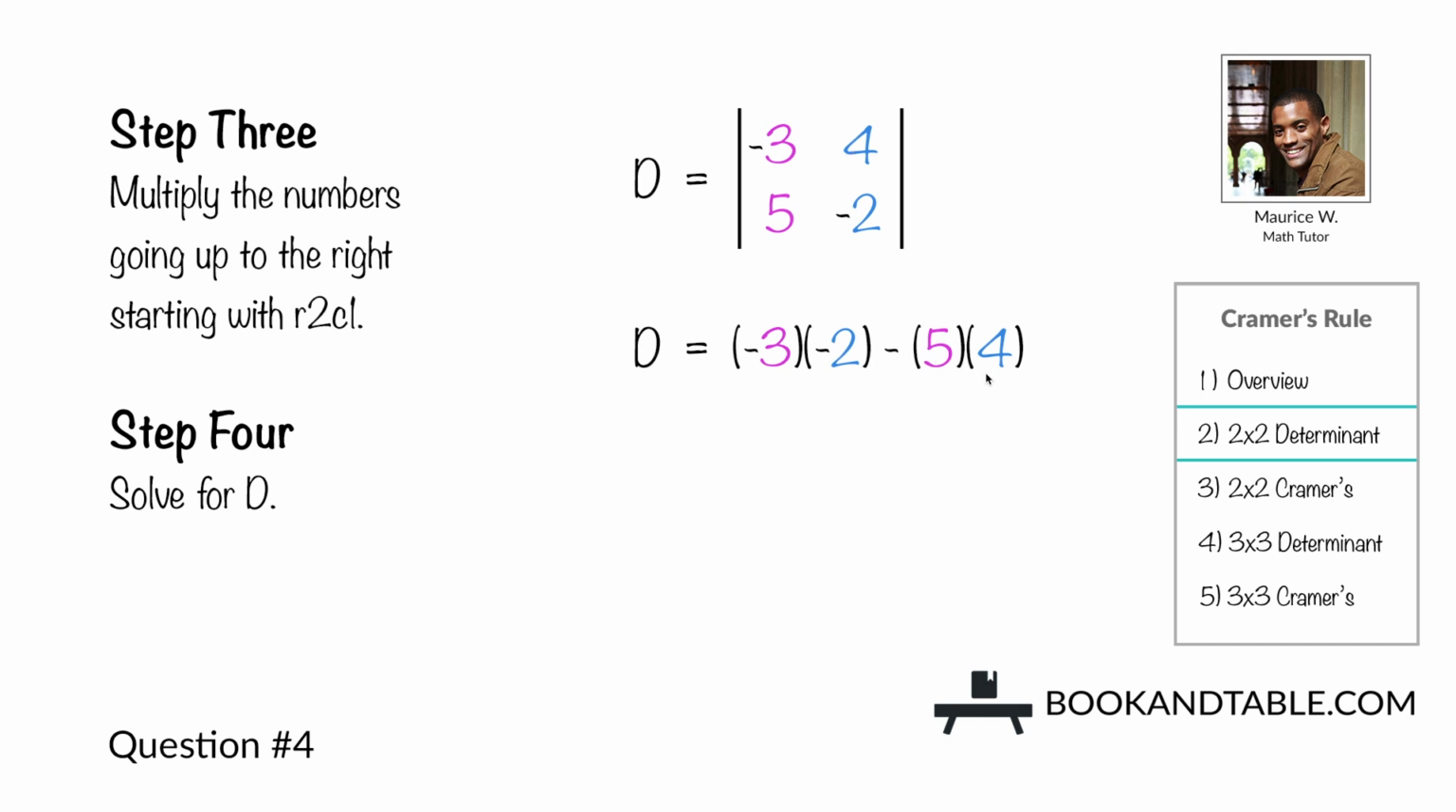So now to solve for D, we have negative 3 times negative 2, which is positive 6, minus 5 times 4, which is 20. Showing us the determinant is equal to 6 minus 20, which would be negative 14.